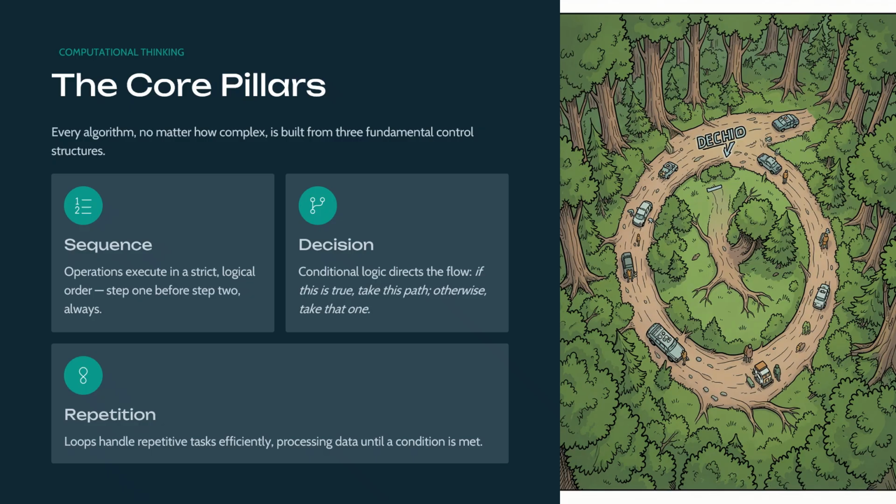The third structure is repetition, commonly implemented using loops. Instead of writing the same instruction multiple times, we repeat it until a condition is satisfied. For instance, calculating the average marks of 100 students involves repeating the same calculation for every student. Almost every computer program combines these three building blocks, sequence, decision, and repetition, to create complex applications.